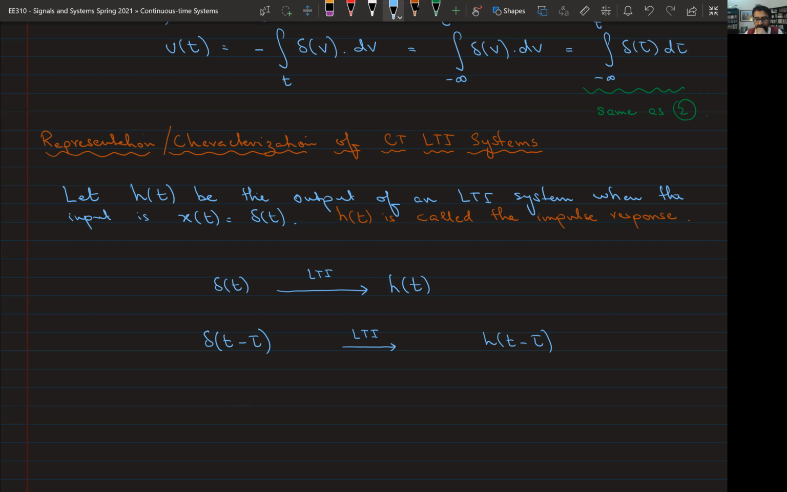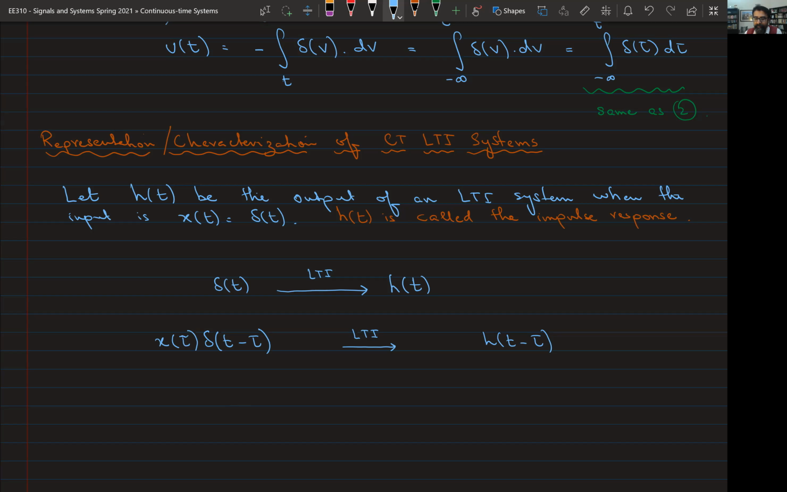Now, what if I multiply the input with x of tau? What should the output be? Remember, linearity is satisfied. I shall multiply by x of tau. Good. All right.